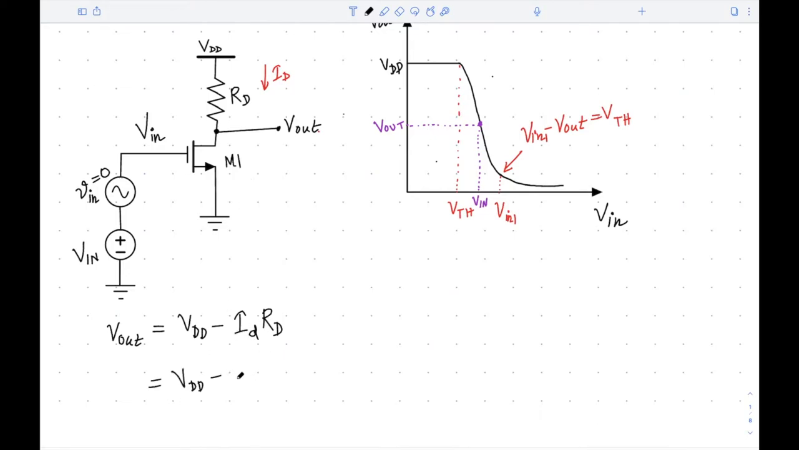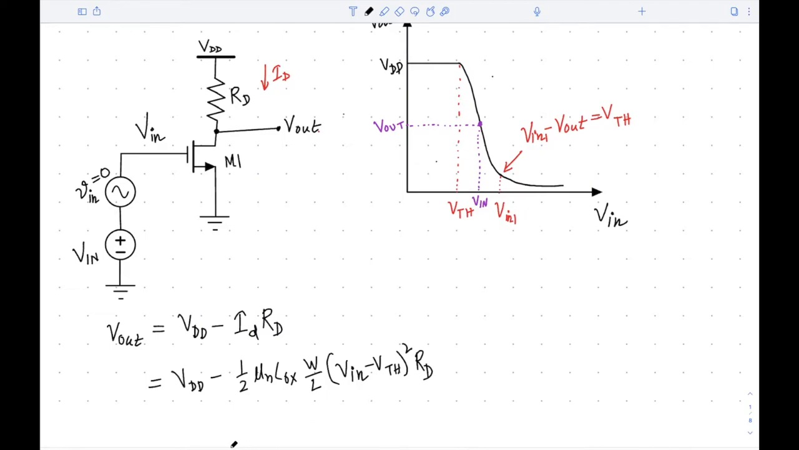So this ID is half mu n Cox W by L (V in minus VTH) whole square, times RD. We will include the effect of channel length modulation or RO in the later stage of the analysis. Now we are dropping it to make the analysis simple. So now if you see here, I have expressed V out in terms of V in for this region.